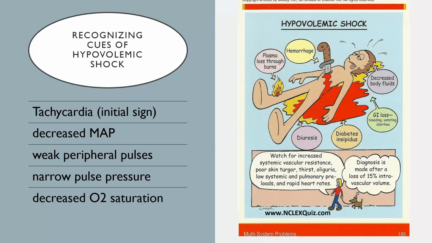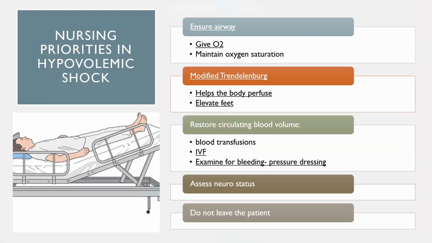Think about it. You don't have fluid pumping to your organs to get that oxygenated so that your cells stay alive. So oxygen saturation is decreased. So our priorities for hypovolemic shock: give oxygen, put them in a modified Trendelenburg position. This is going to help blood flow get back to those vital organs.